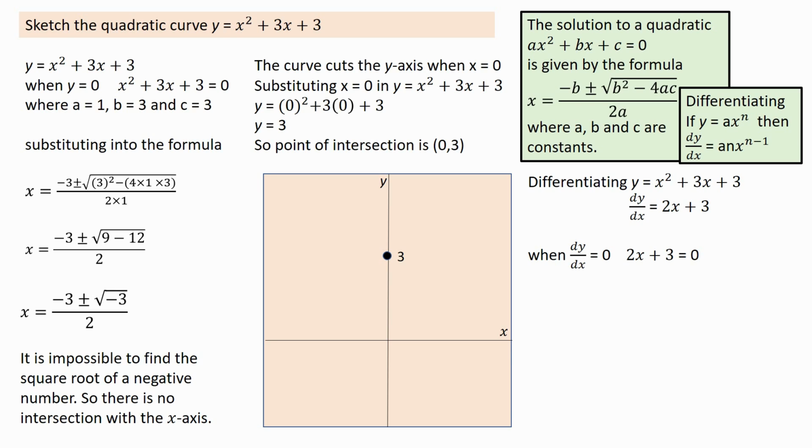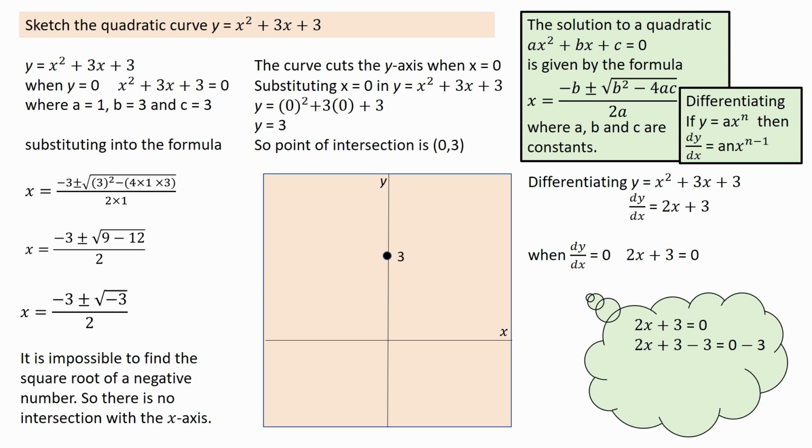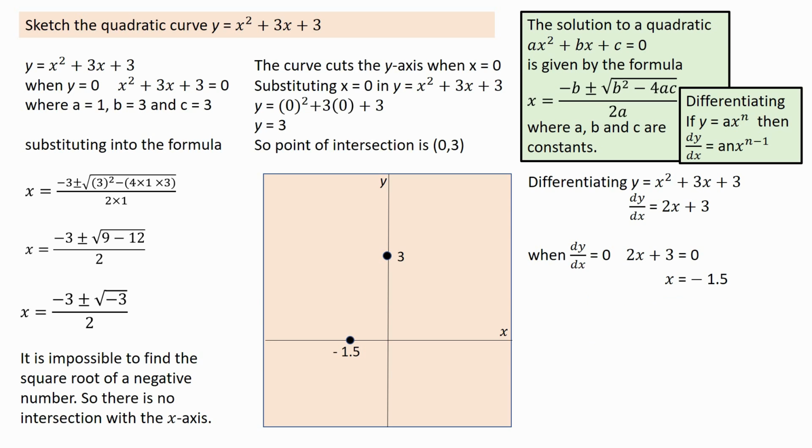The gradient at the turning point is 0, so dy by dx equals 0, giving 2x plus 3 equal to 0. Solving to find x. First, subtract 3 from both sides. The 3s cancel out to give 2x equal to minus 3. Dividing both sides by 2 and cancelling gives x equal to negative 1.5. So the x-coordinate of the turning point is negative 1.5, which is plotted for reference on the x-axis.